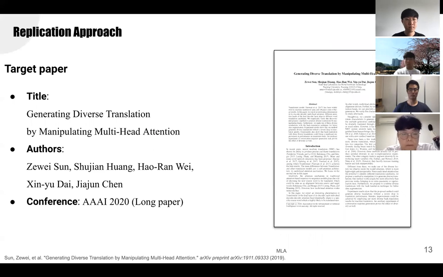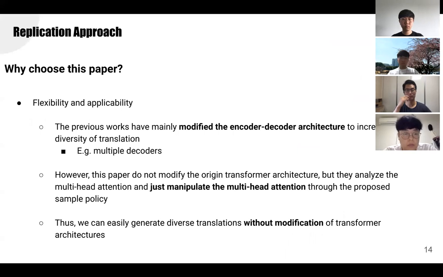Let's move on to approach. We chose this paper as our target paper, and this paper was published at AAAI 2020 as a long paper. The reason why we chose this paper is that the previous works have mainly modified the encoder-decoder architecture to increase the diversity of translation, such as setting multiple decoders. However, this paper does not modify the transformer architecture, but just manipulates the multi-head attention through the proposed sample policy. So we can easily generate diverse translation without modification of the transformer architecture. And actually, this paper shows the best performance among related research.